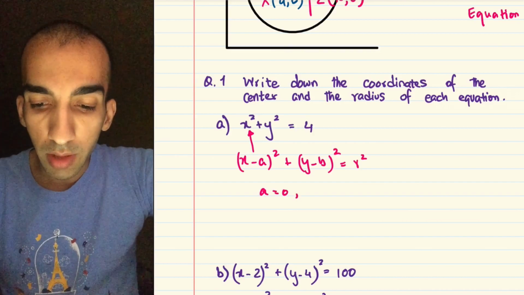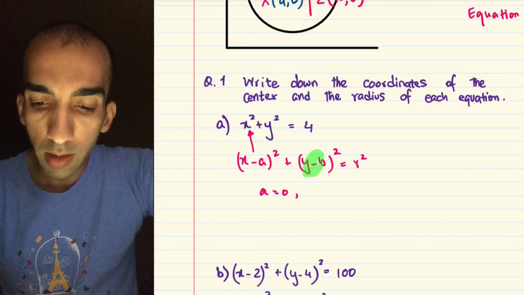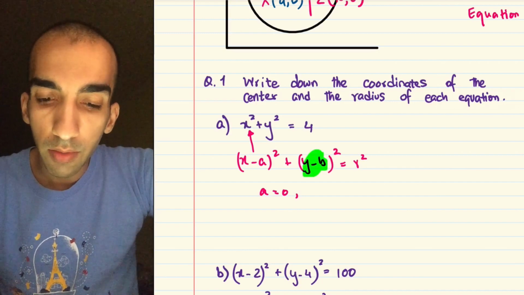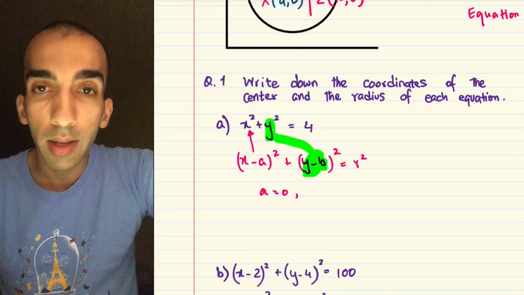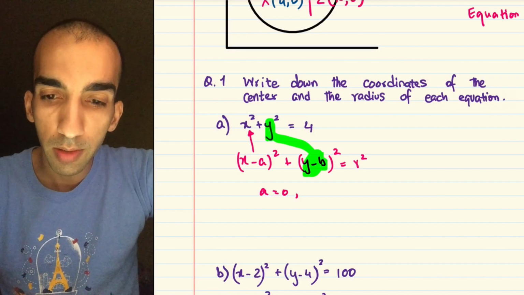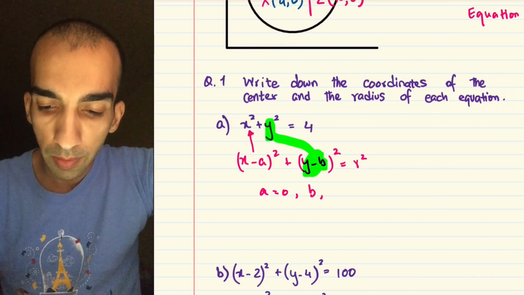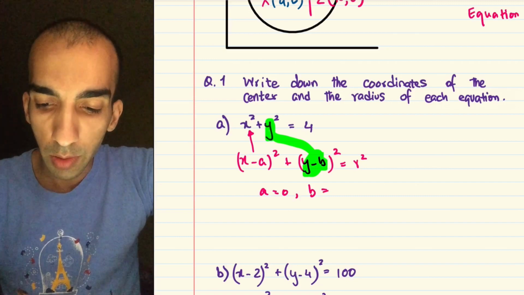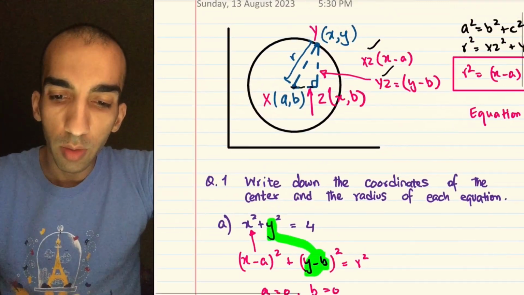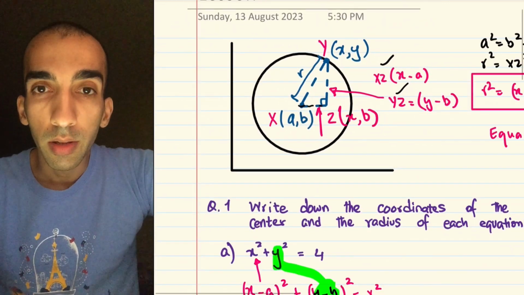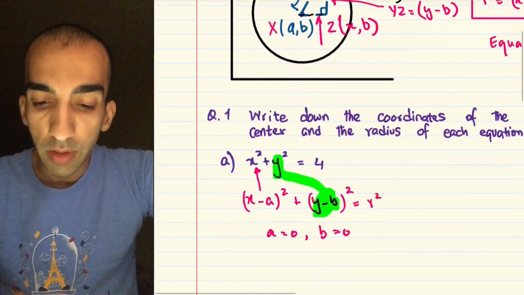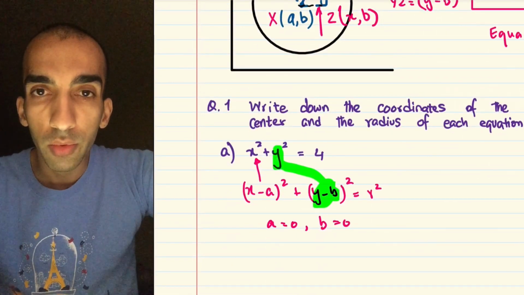Now I'm subtracting something from y. What do I mean? Take a look over here. And even after subtracting, if I'm still getting y, then b must also be 0. Now what do a and b refer to? Let's go up here. A and b refer to the center of the circle. If it's 0 and 0, the center of the circle just happens to be the origin.